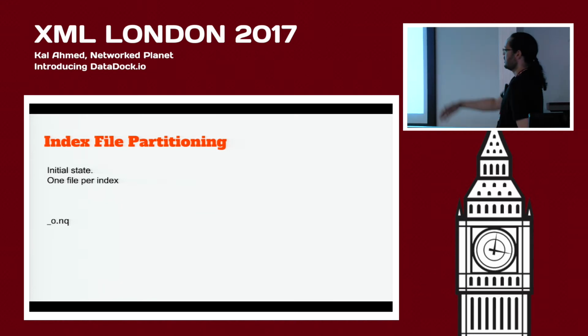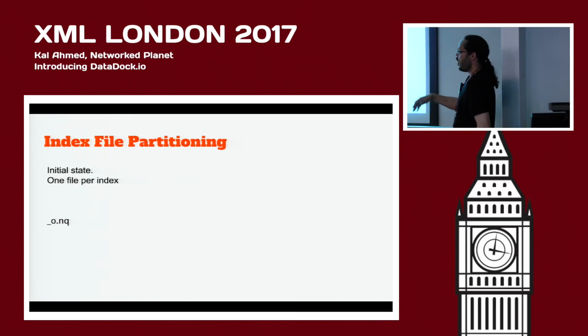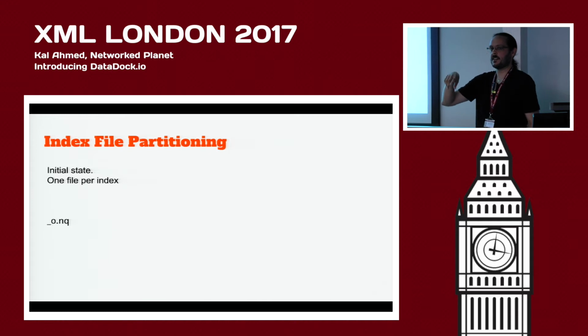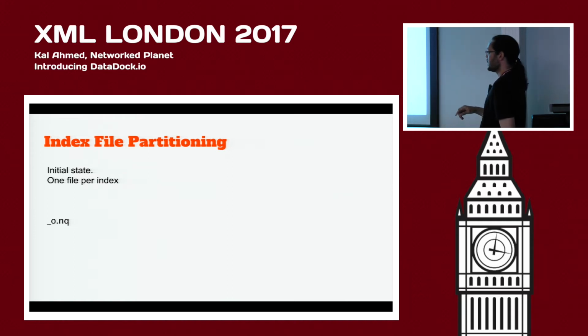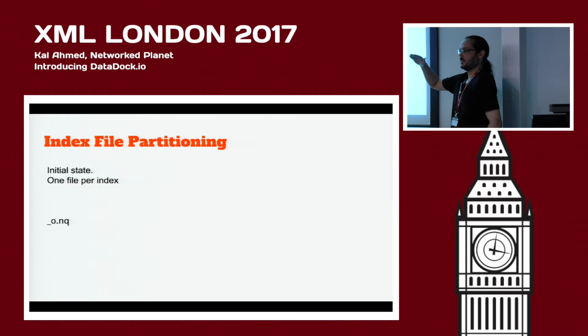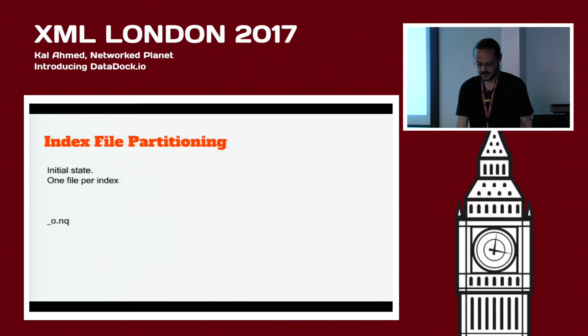So this is a way that our object index, which allows you to find any quad according to the object part of the triple, starts off its life just as a file called _o.nq. And we start inserting data into that file. These files are just lists of N-Quads. They're kept in sorted order, so you can do a quick binary chop type search through the file itself.